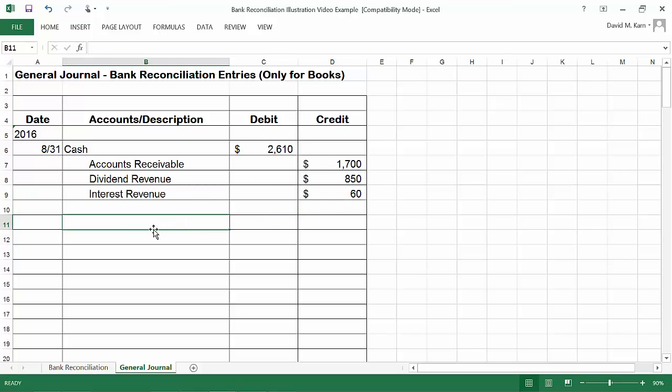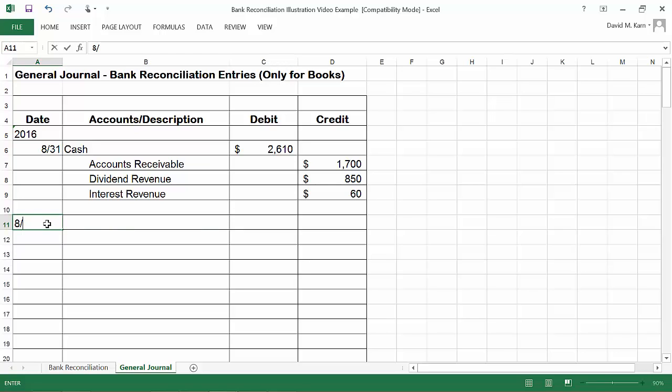Okay. Now, just beware, in my accounting lab, they may want you to do these separate and not as a compound entry. So they may want you to debit cash for 1,700, credit accounts receivable for 1,700. Then debit cash for 850, and then credit dividend revenue for 850, so forth and so on. Just kind of keep that in mind.